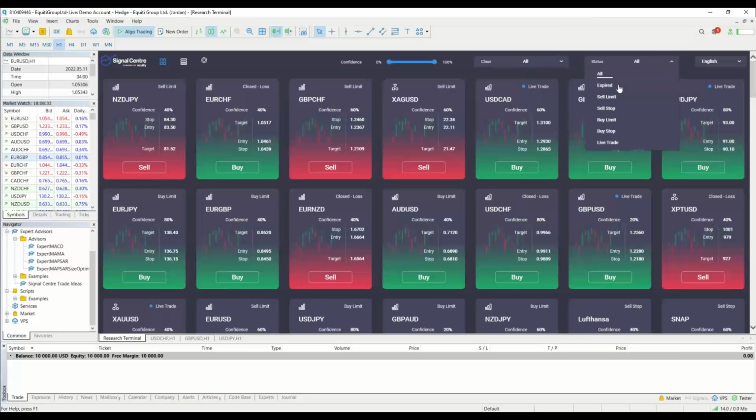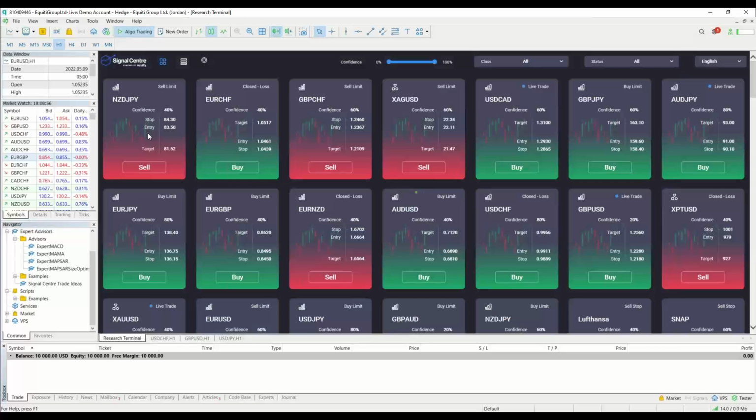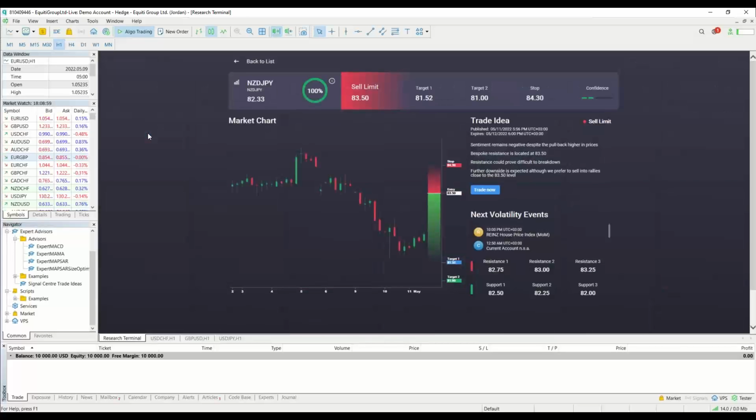We can also filter by status. You can look for ideas that are live at the moment, or if you're only looking to buy ideas on dips or sell on rallies, then there are various ways that you can filter that. We also have a variety of different languages available, and just by clicking on those, you can change that very quickly. So let's focus on this New Zealand dollar, Japanese yen idea. By clicking on the idea, you're going to get a lot more information about the specific trade idea. There's an educational element to these trade ideas.